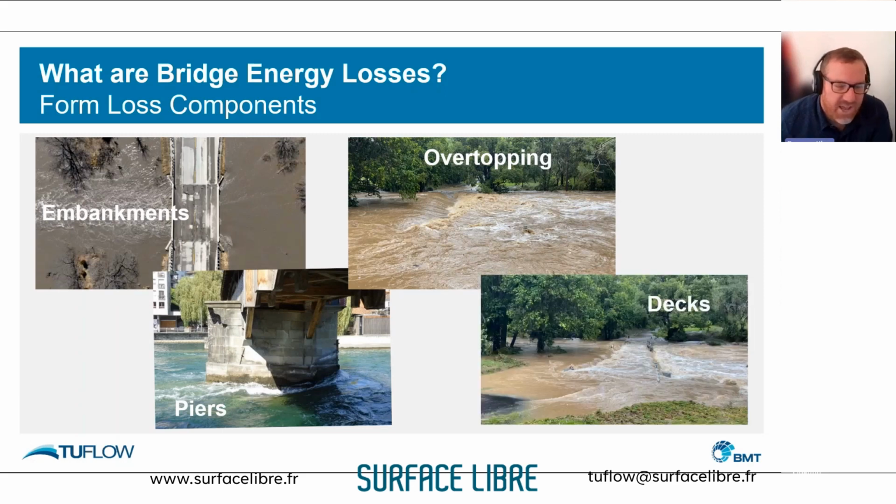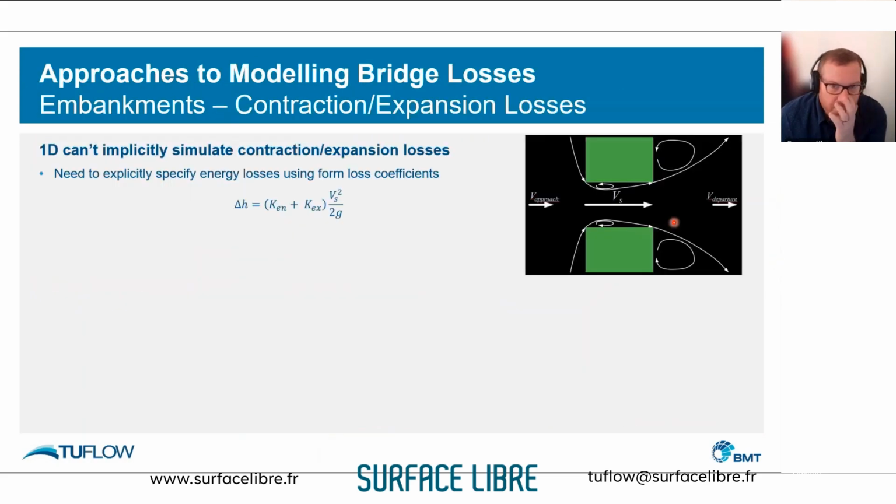And then we have the actual deck itself. So the deck is a blockage, and that also leads to pressure losses as flow goes under the deck and generates pressure onto the deck. So I'll go through these in order. We'll start off with embankments.